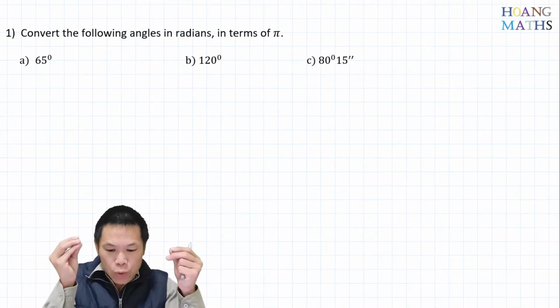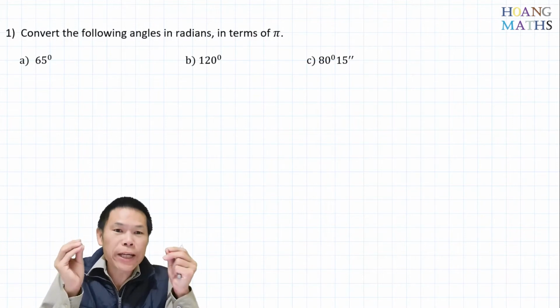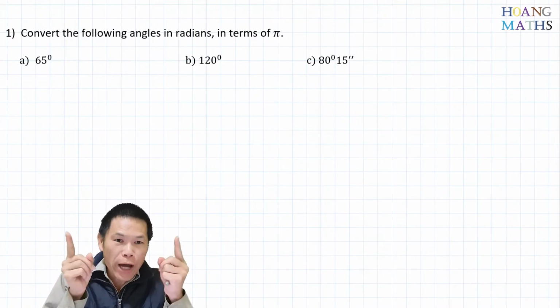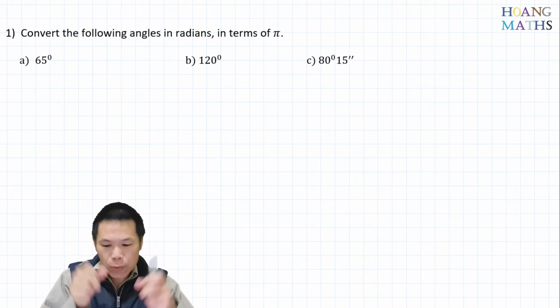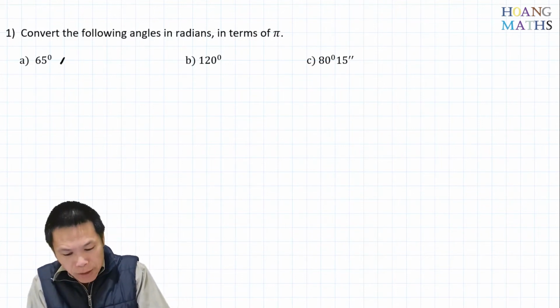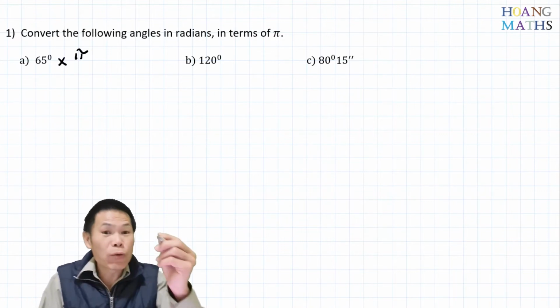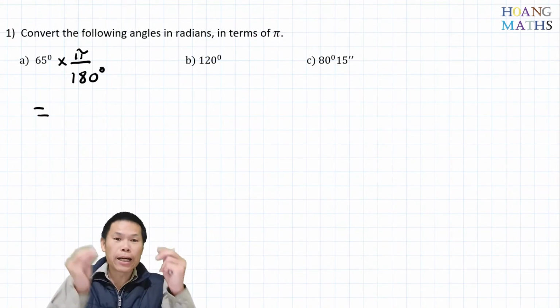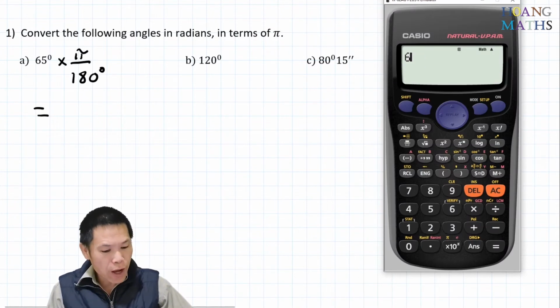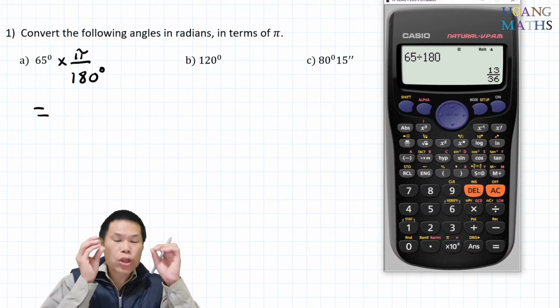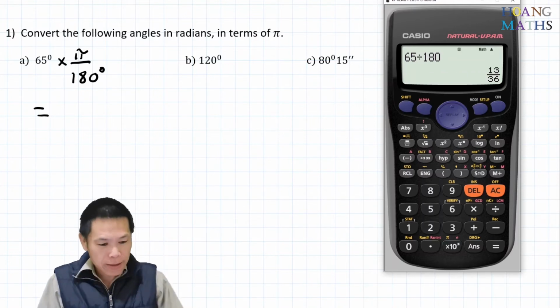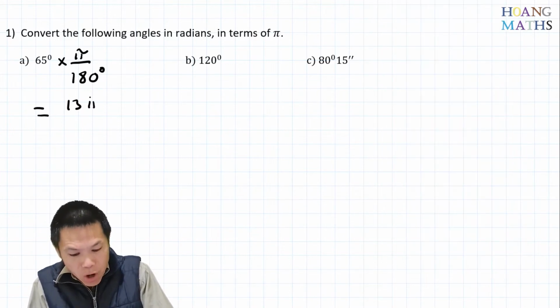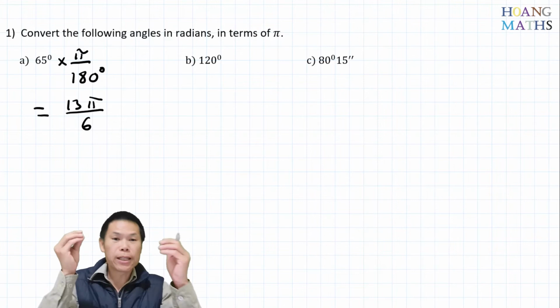So first one, we want to convert these degrees into radians, in terms of pi or exact form if you like. So what we do, we just times this by pi, because we want radians, so we need to put the radian on top, over 180 degrees. So I just put that in the calculator: 65 divided by 180, equal, and the SD button. So 13 pi over 36. So 13 pi over 36 radians, yeah?